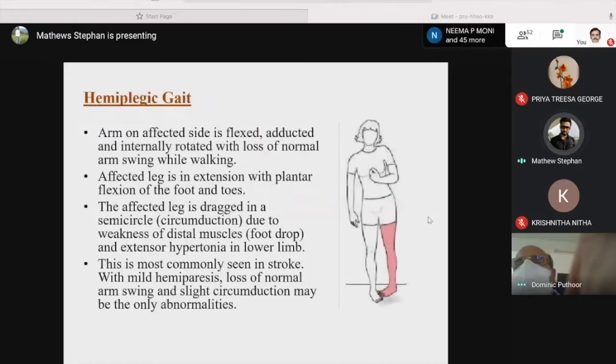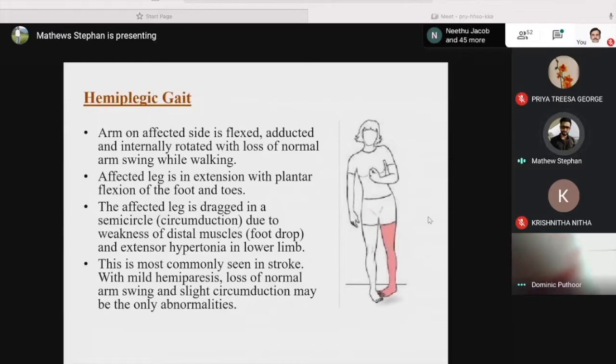Coming to an important one, that is the hemiplegic gait. Here the arm on the affected side is flexed, as we can see in the image, adducted and internally rotated, with loss of normal arm swing while walking. The affected leg is in extension with plantar flexion of the foot and toes. The affected leg is dragged in a semicircle, that is circumduction. We have explained the circumduction gait earlier.